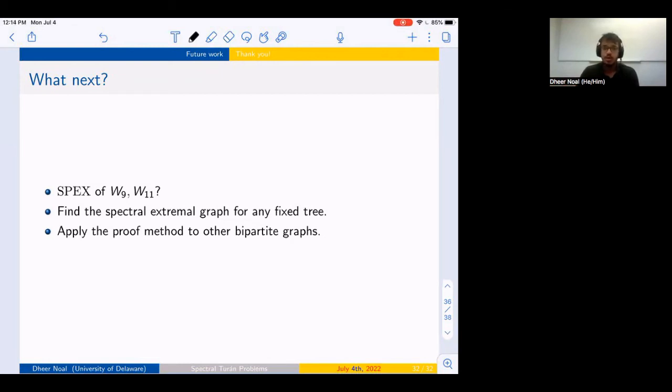So that's an open question someone can look into, and also applying our methods for other bipartite graphs and maybe even hypergraphs. That's all.